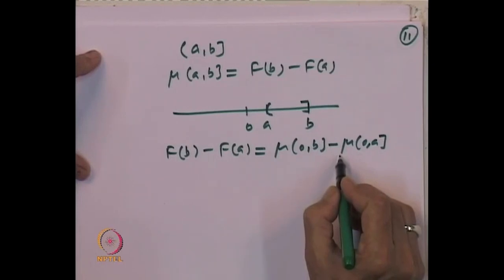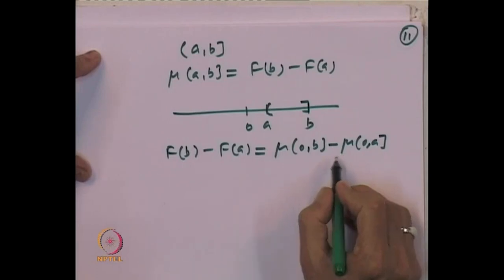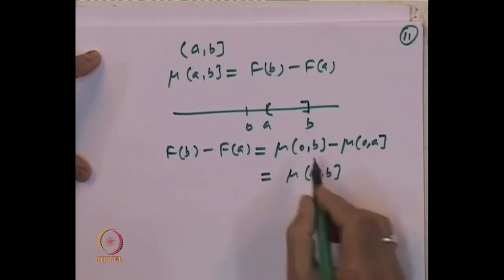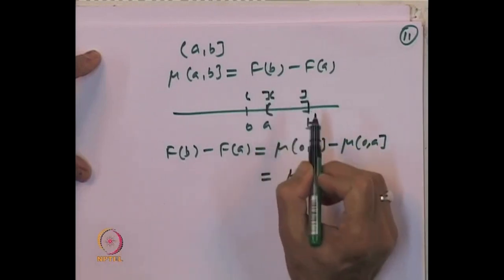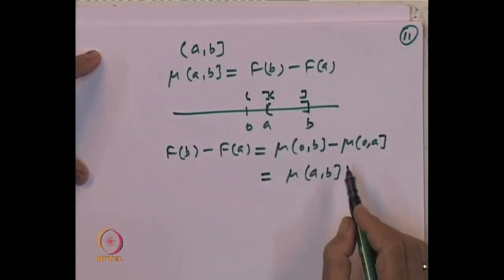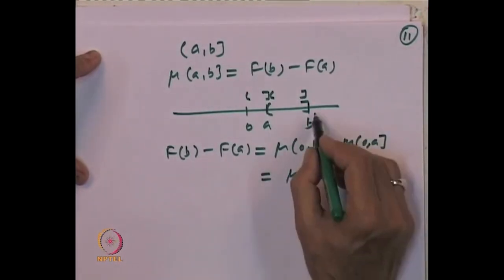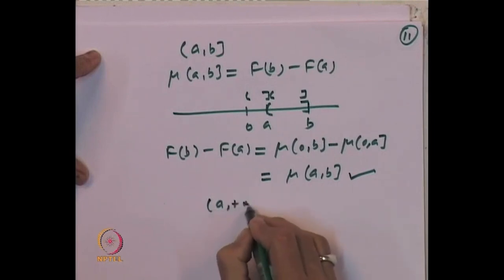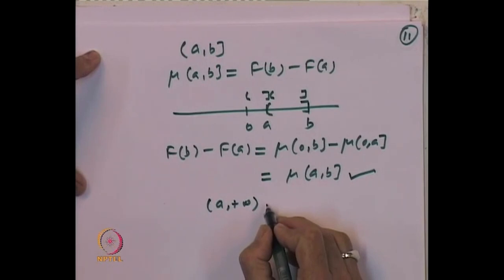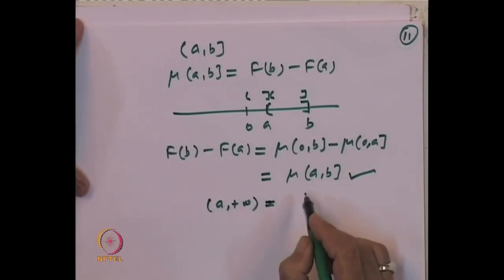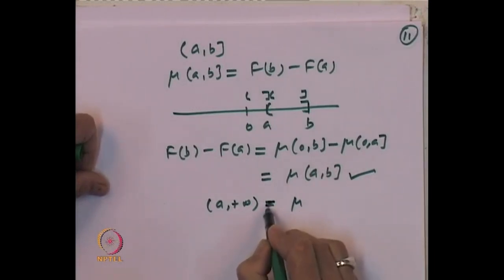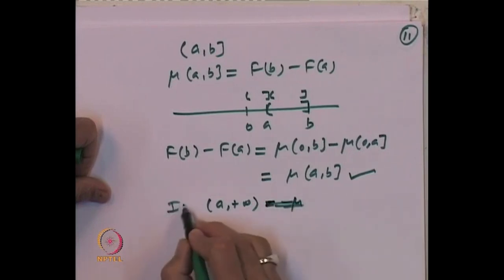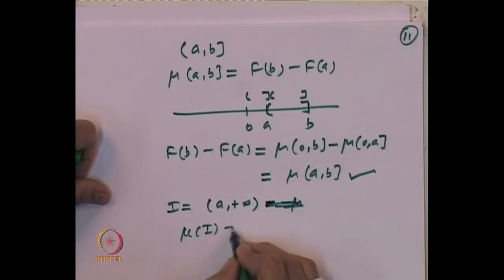And let us observe that mu is given to be finitely additive. So, this is the same as mu of a to b, because I can write 0 to b as a union of 0 to a and a to b, disjoint pieces. So, using that fact, this is just mu of a b. So, that proves it. And similarly, if it is infinite, supposing the interval I is a to plus infinity, then I can write this as equal to mu of, is finite. And now let us observe one thing: if the interval I is infinite, then what is mu of I equal to?